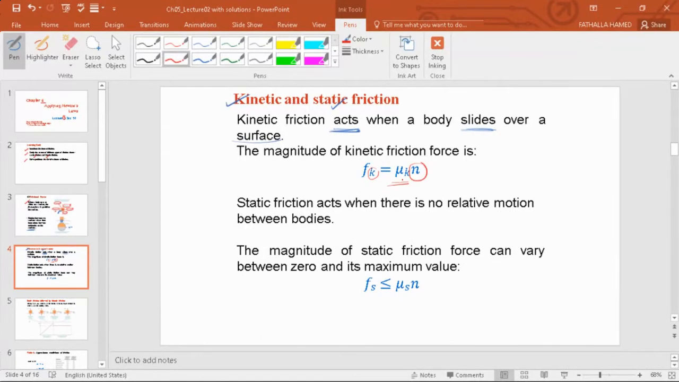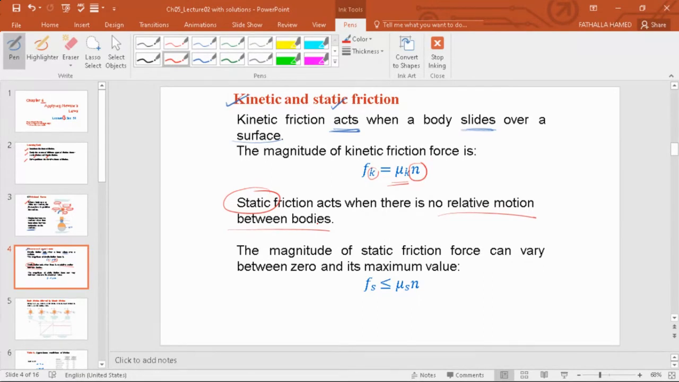Now, static friction acts when there is no relative motion between bodies. You try to move a block on a surface, but it is not moving, it's resisting the force that you're applying, and where this resistance comes from is static friction.